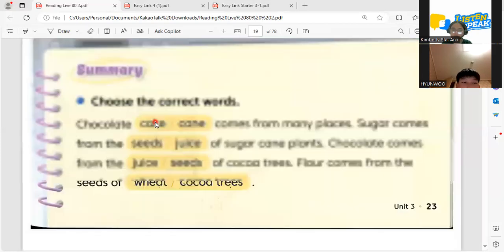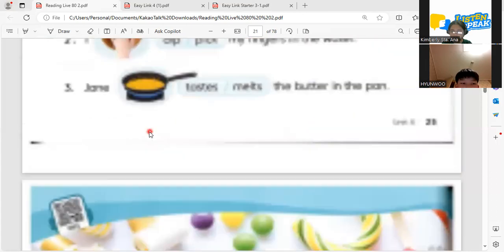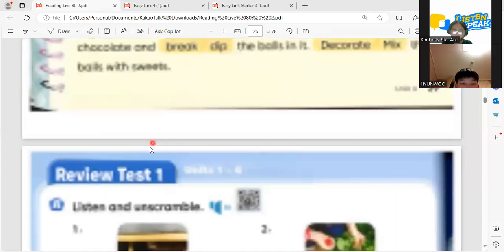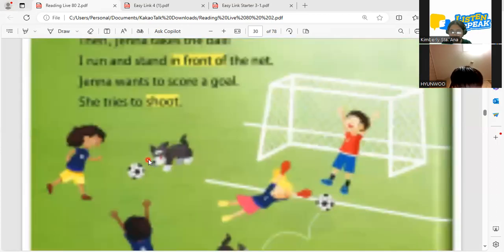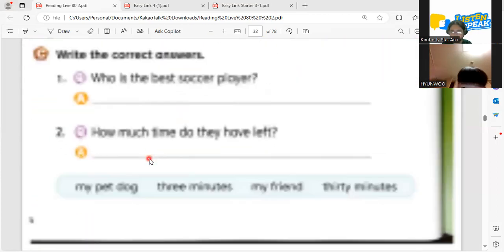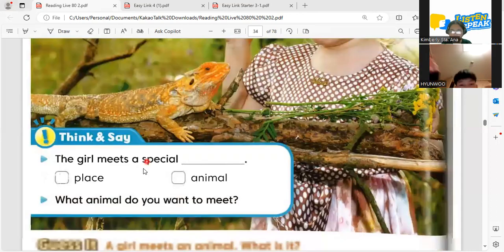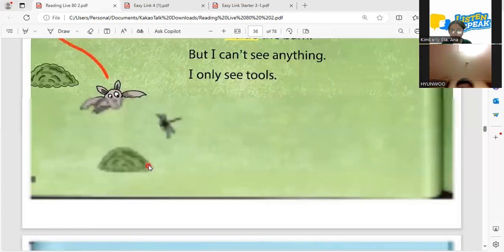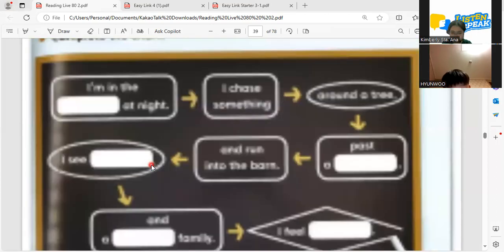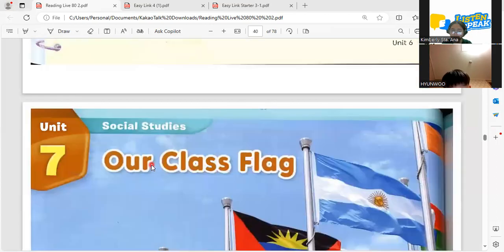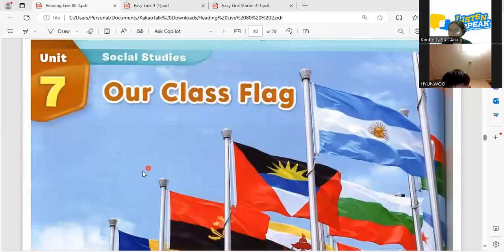Let's look here. Our next lesson will be about this one. I want you to look, okay? Oh, we're done with this. We will have our next lesson, which is lesson number 7. It's all about our class flag. Can you read that? Our class flag.